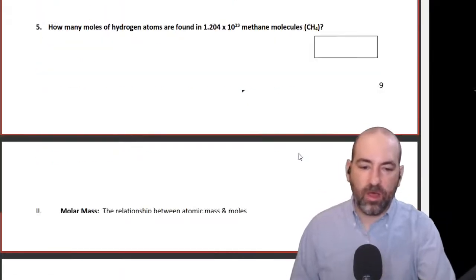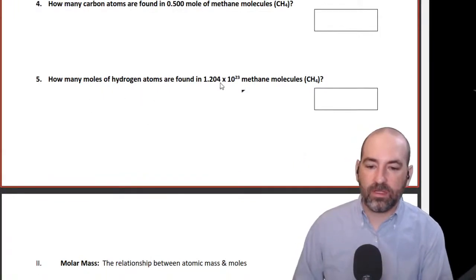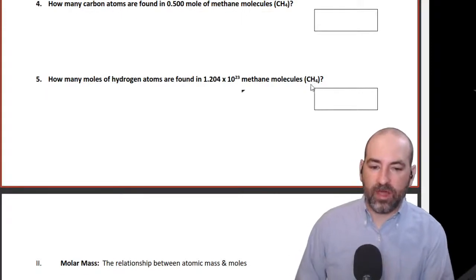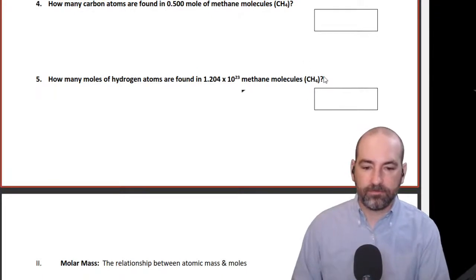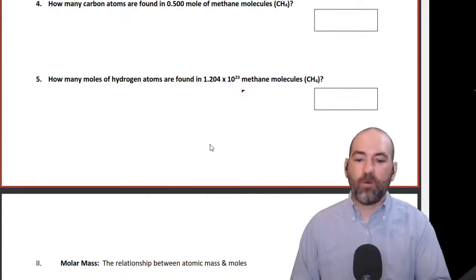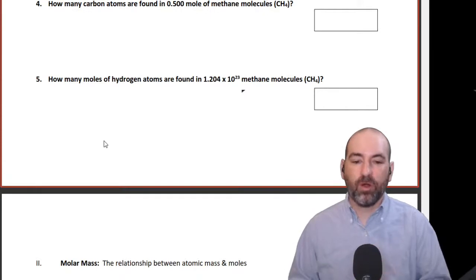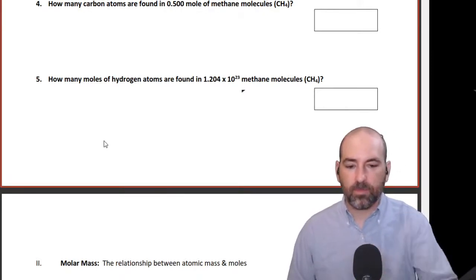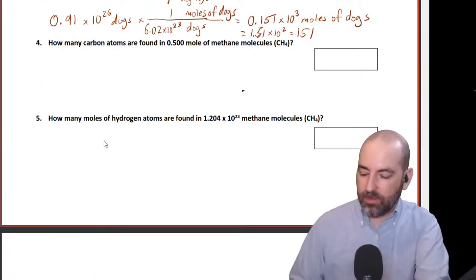But then in the question below, how many moles of hydrogen atoms are found in this many methane molecules? Well, now we have to do that thing like the legs again, because there's 4 hydrogen atoms in each methane molecule. So we have to, at some point, multiply by 4, or divide by, depending on how the units work out, 4 hydrogen atoms per methane molecule. So there's another conversion in there to do. All right, so give those a try. Let me know if you get stuck. I'd love to see what you come up with.